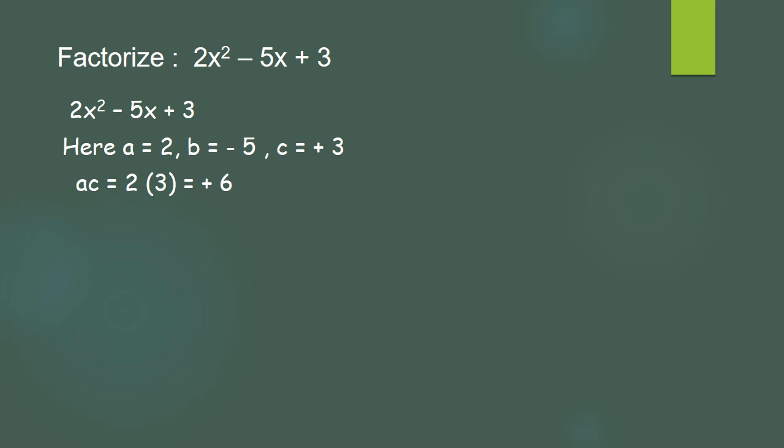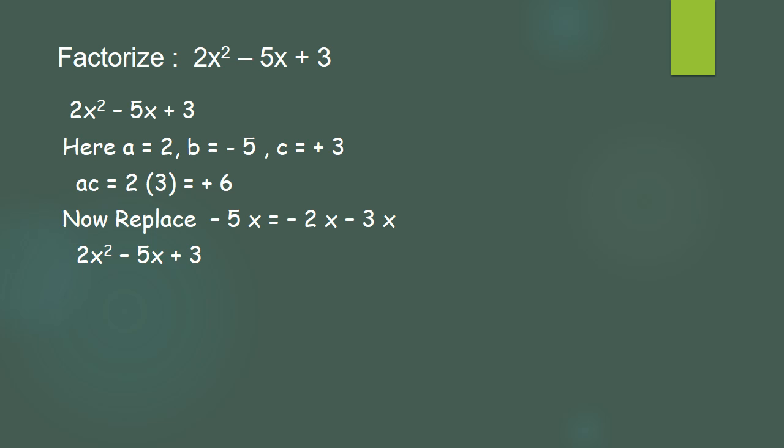And as it is a positive, the sign of the middle term will be given to both. So it will be minus 2x minus 3x. So minus 5x will be replaced as minus 2x minus 3x, as in the previous sum. Now we'll check whether our answer is the same. The answer will not be the same because the polynomial is different.